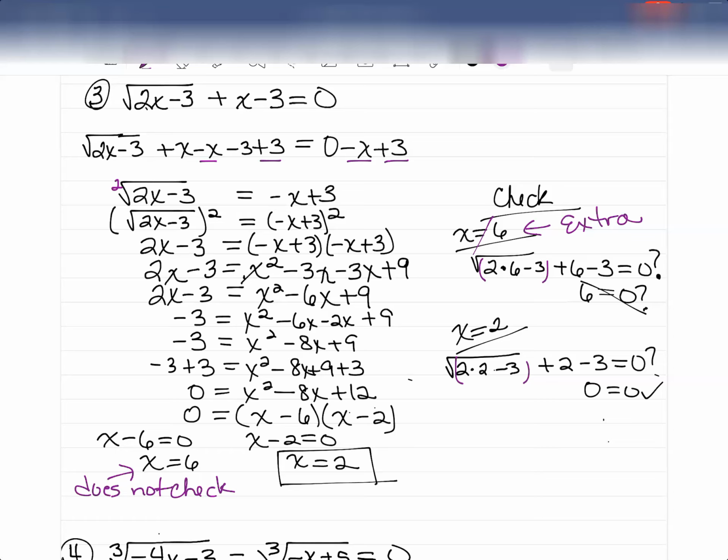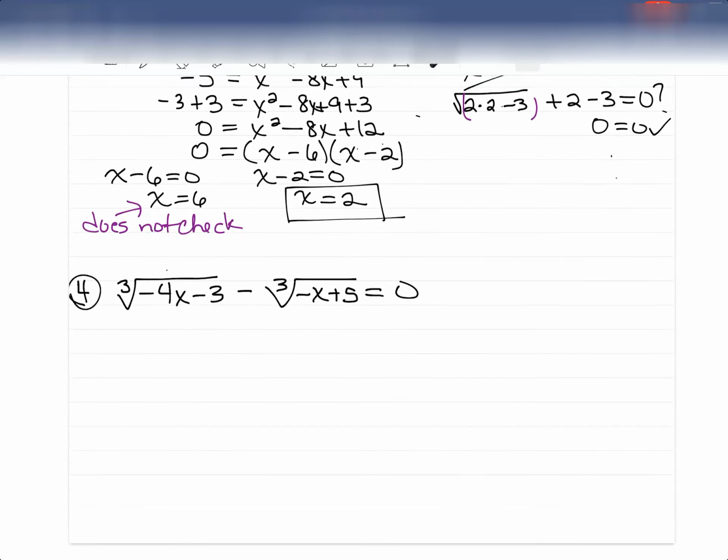When we square both sides, we end up creating an extra answer. And you have to really watch for those when it's even. So when you have a 2 or 4 here, that's where you really have to watch for those extra answers.